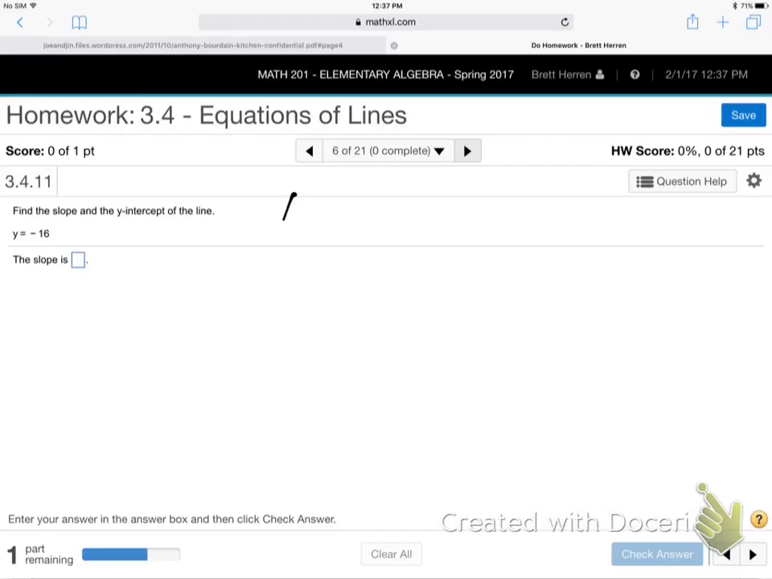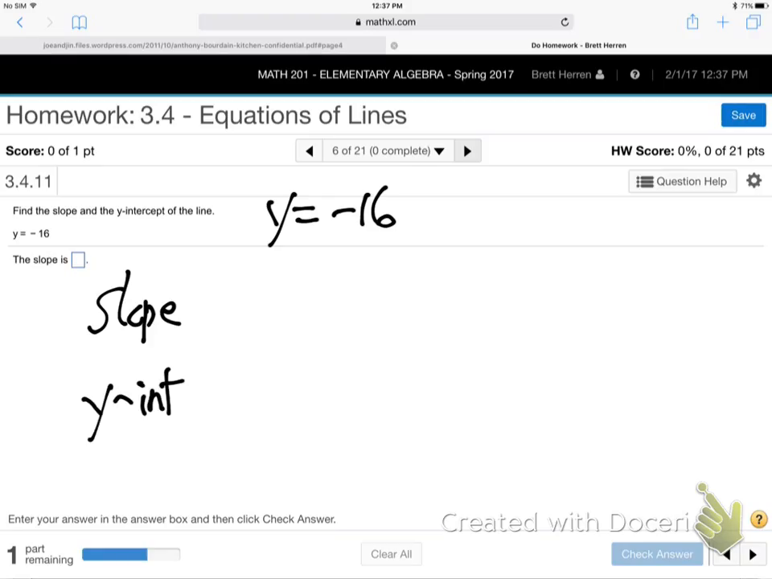All right. Y equals negative 16. Find the slope. Find the y-intercept. This one's a trick. Are you feeling tricky after an hour and a half of straight math? Feeling exhausted? Give you a chance. Think tricky. You can't do the normal stuff. Let me give you a hint.